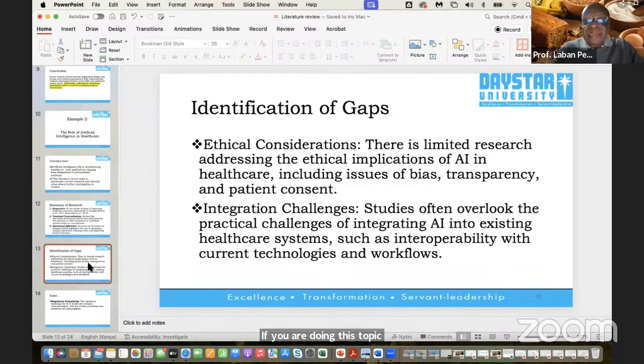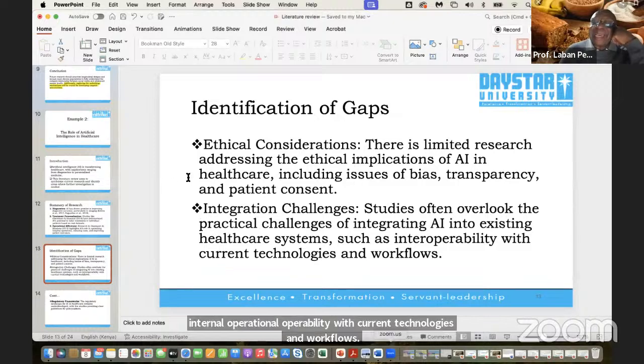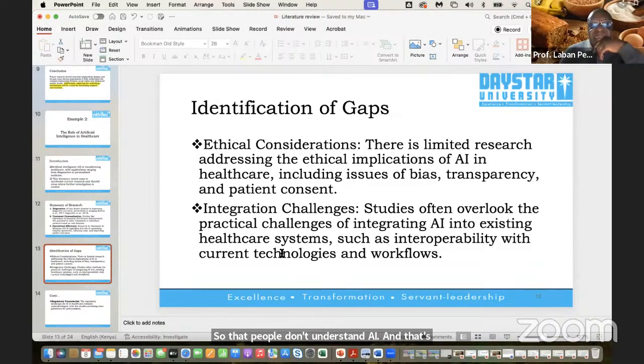What are the gaps? Ethical consideration. There is limited research addressing the ethical implications of artificial intelligence in healthcare, including issues of bias, transparency, and patient consent. Integration challenges. Studies often overlook the practical challenges of integrating AI into existing healthcare systems, such as interoperability with current technologies and workflows. So there are people who don't understand AI, and that would be a challenge of integration. That's a gap, particularly in the third world.